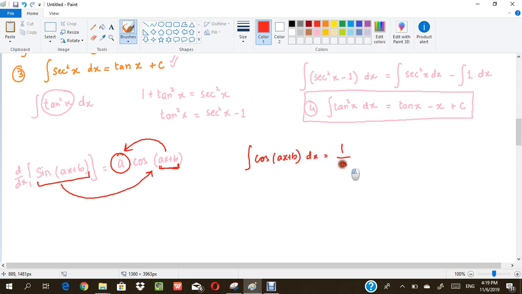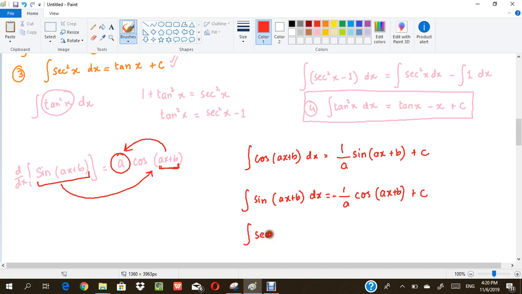would be 1 upon the derivative of the angle times sine of (ax + b) + c. Similarly, sine(ax + b) would have an integral of negative 1 upon a, cos(ax + b) + c, and sec squared(ax + b) would have its integral as 1 upon a tan(ax + b) + c. So that's all about integration of trigonometric functions at our level, right?